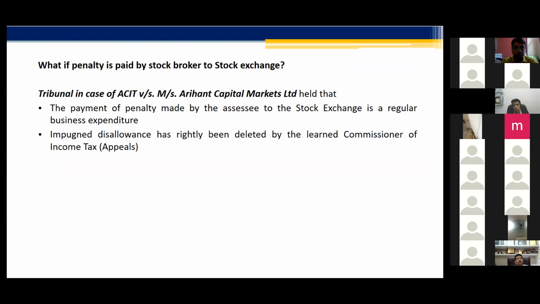Penalty paid by a stockbroker to the stock exchange: would this be disallowed? It says yes, because there is some violation of law. But stock exchange rules are not a law, so it is a regular business expenditure and should be allowed. If it is in the nature of a penalty not covered by a law, such as one by the stock exchange, it will be allowed. But if you are paying for the violation of the law of SEBI, then it will be disallowed.